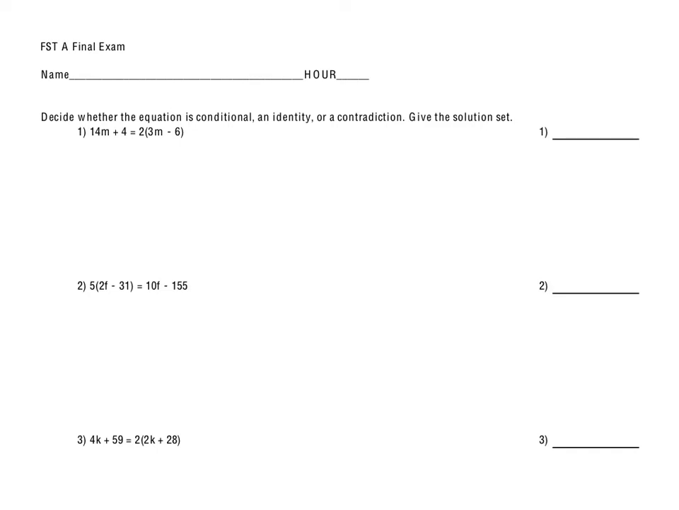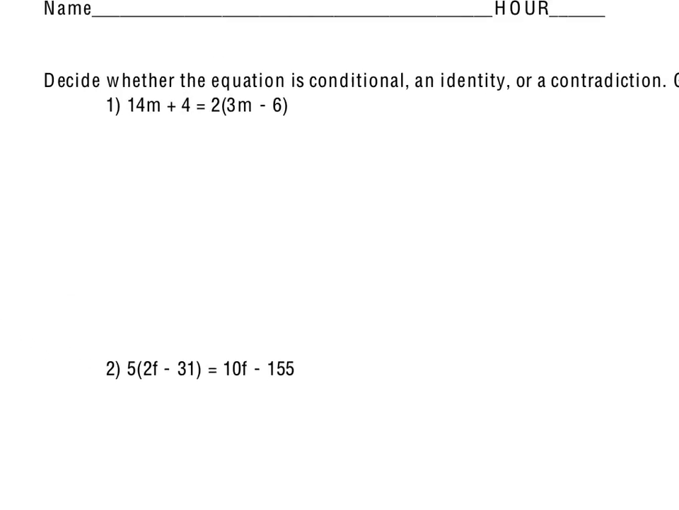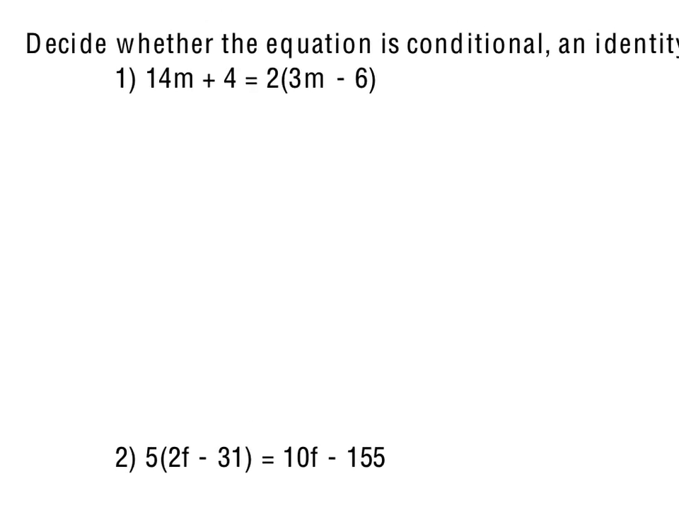Today we're taking a look at our study guide for our FST A final exam. Beginning with number 1, we're looking at solving that equation and determining whether it's a conditional, an identity, or a contradiction. If I zoom in here a little bit, a couple ways we could start.